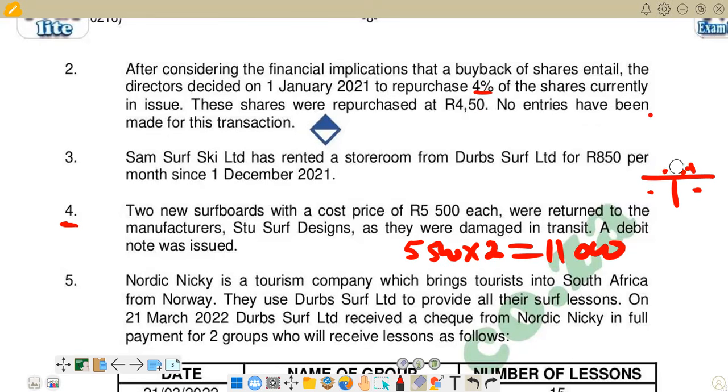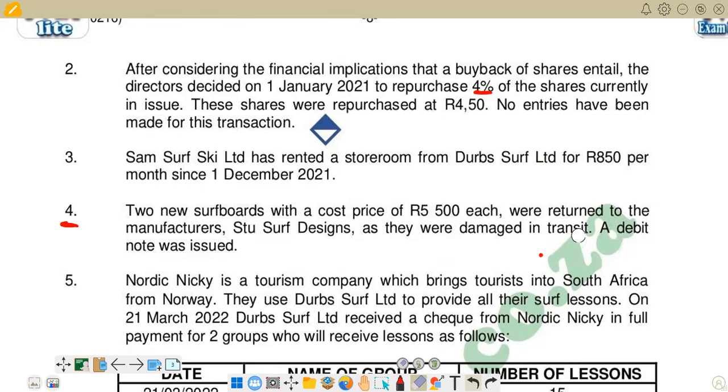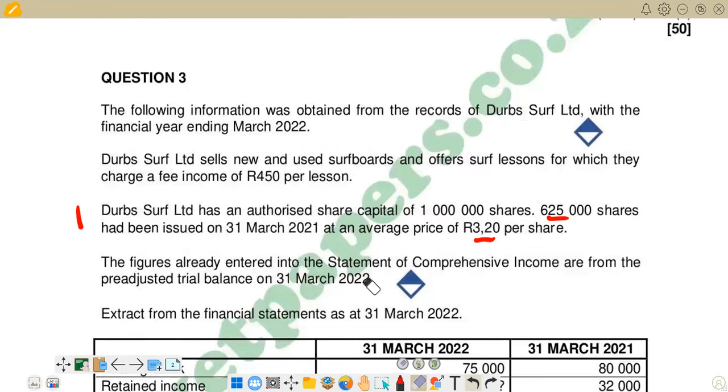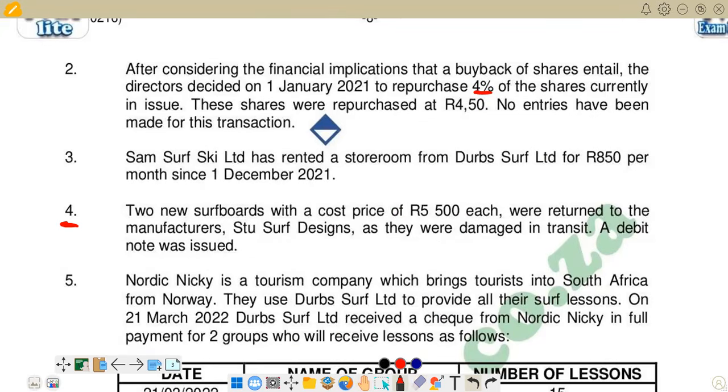Remember, the year is ending. The day where the year is ending, we can find the date at the beginning of the question. We can recheck where the question is starting. The year is ending here, 30 March. So it is ending at the end of March 2022. So we count the number of months that we received that rent from December.